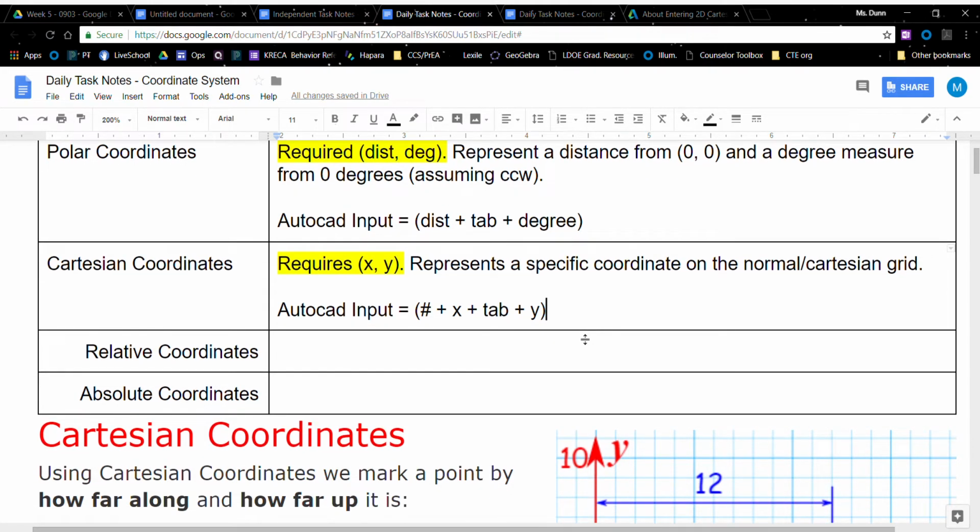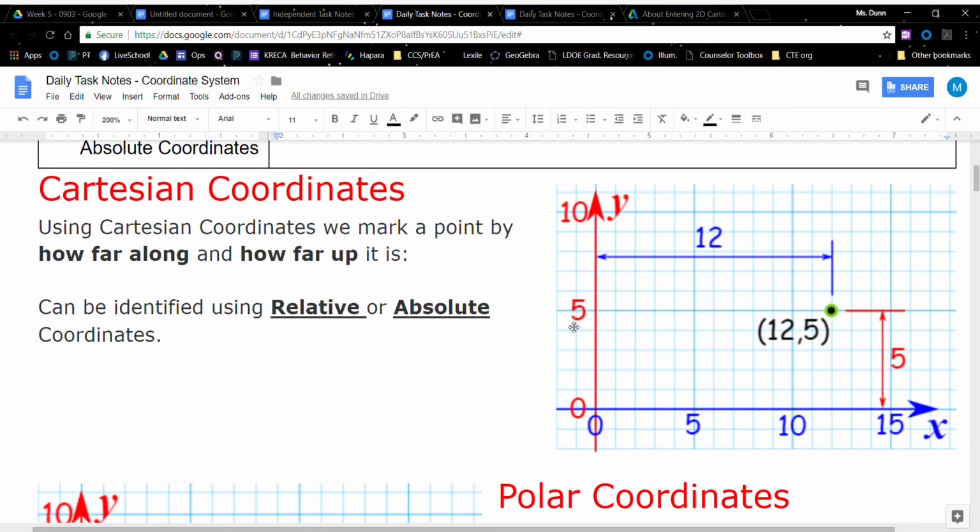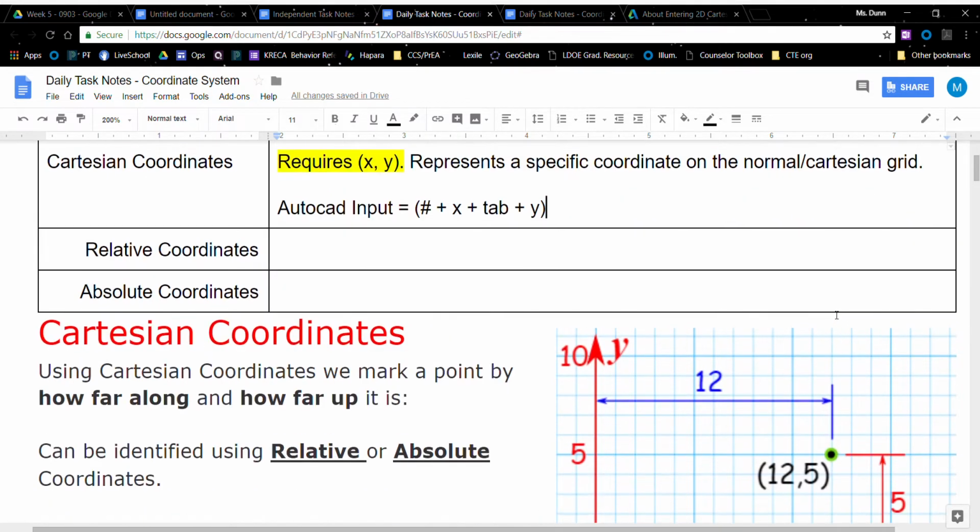All right, cool. So now that I have told you the difference between polar and Cartesian, right? Polar, the distance away from 0, and the degree up from 0 degrees. Cartesian coordinates are telling me the X value from 0, 0, and then the Y value from 0, 0. So essentially, I can give you a point in multiple different ways, but we're only going to deal with Cartesian. So now when we deal with Cartesian, we're only going to recognize those coordinates using either relative or absolute coordinates.